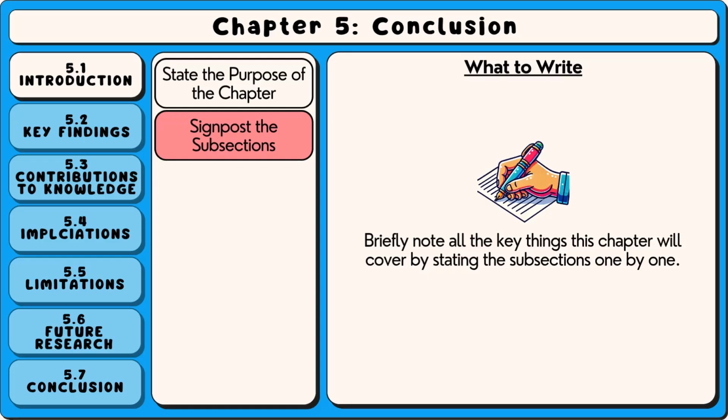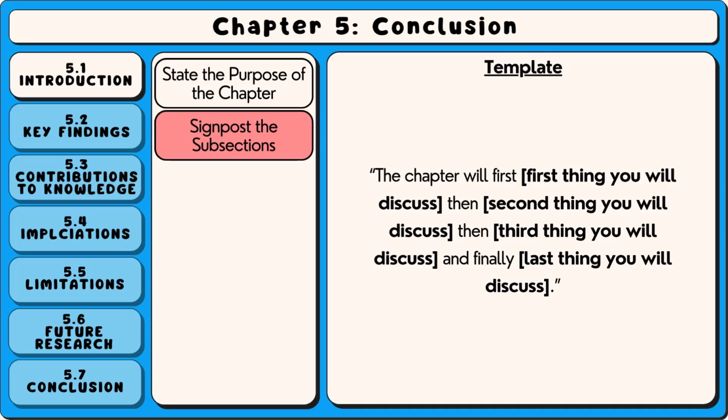Next, signpost the subsections. Briefly note all the key elements that the chapter will cover by noting the subsections one by one. Here's a template. This chapter will first, and then the first thing it will discuss, then the second thing it will discuss, then the third thing it will discuss, and so on.